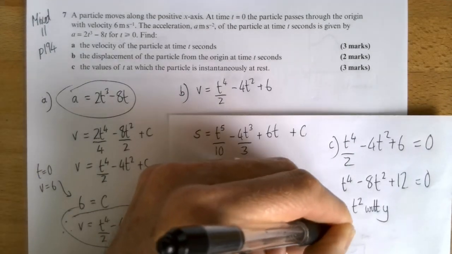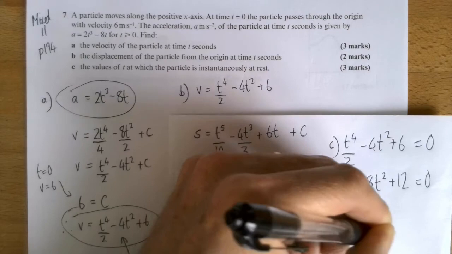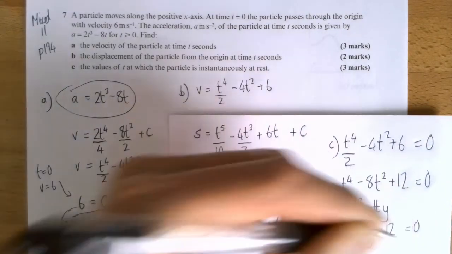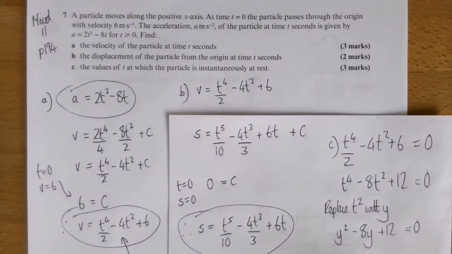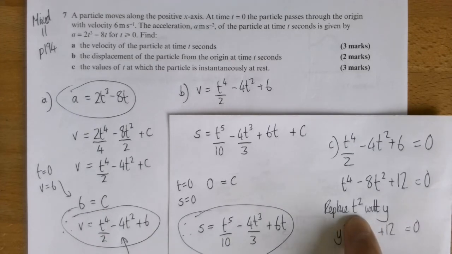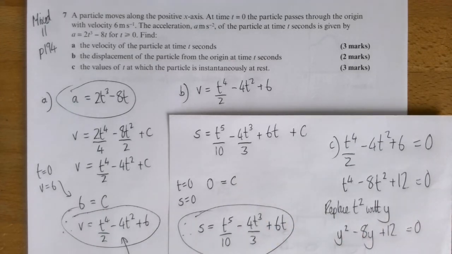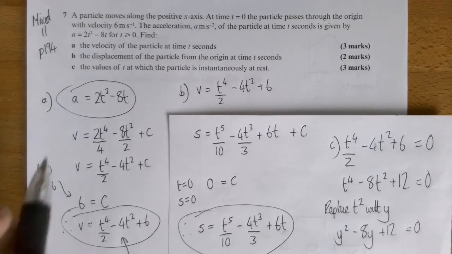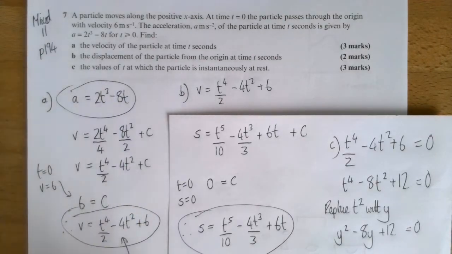So I get y squared minus 8y. I'm then going to solve that. I mean, that's one that's quite nice and easy to solve by factorising, or you can use your calculator. That will give me my y values, which remember will be t squared values, so I square root those to get the t values. I'm definitely looking for positive values. See if you can finish that part off.